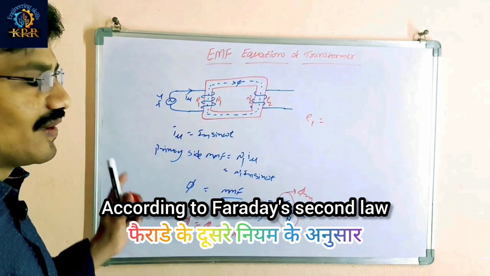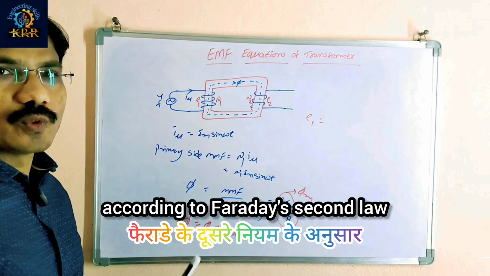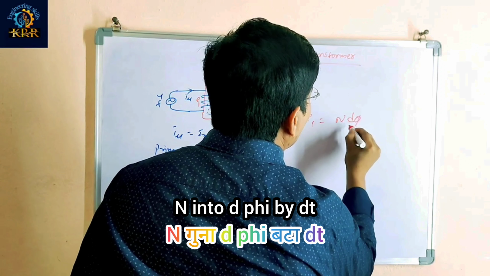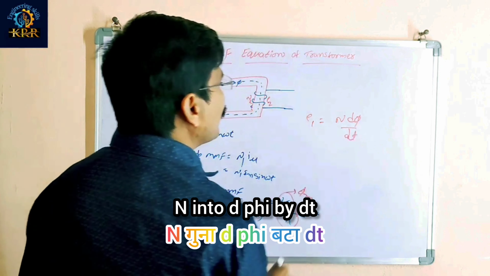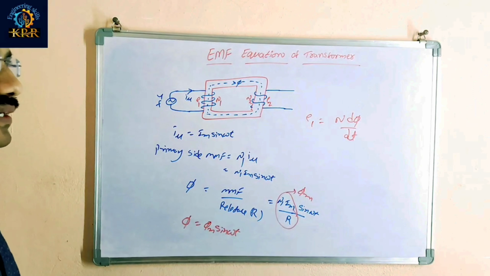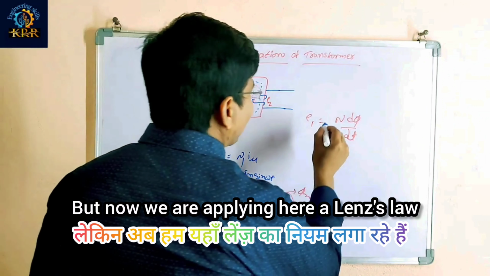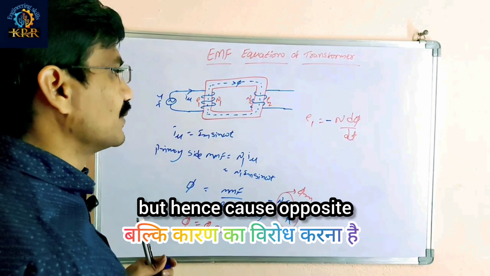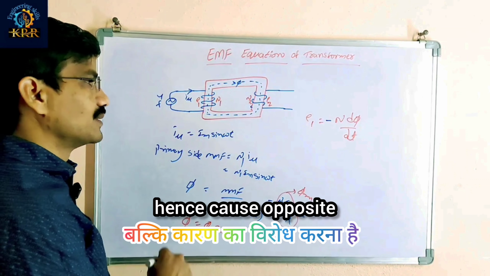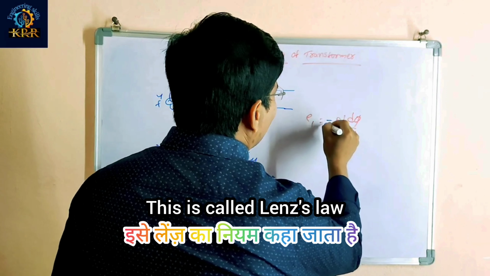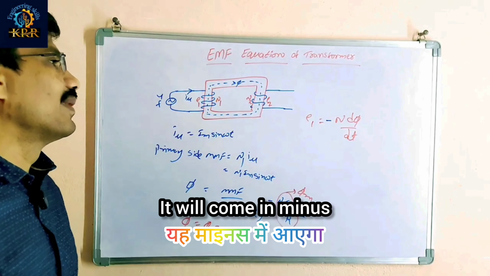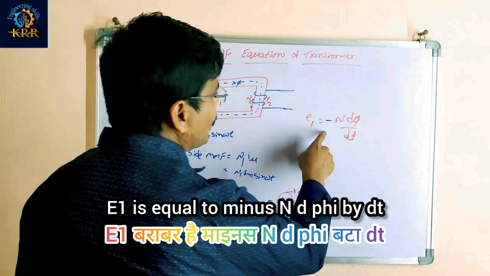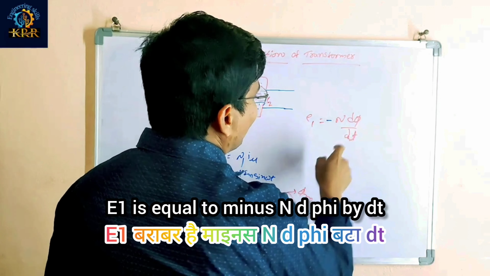According to Faraday's second law, the EMF is N into d phi by dt. But now we apply Lenz's law. Lenz's law says the induced EMF is in opposition, so it comes with a minus sign. According to Faraday's second law, E1 is equal to minus N d phi by dt.